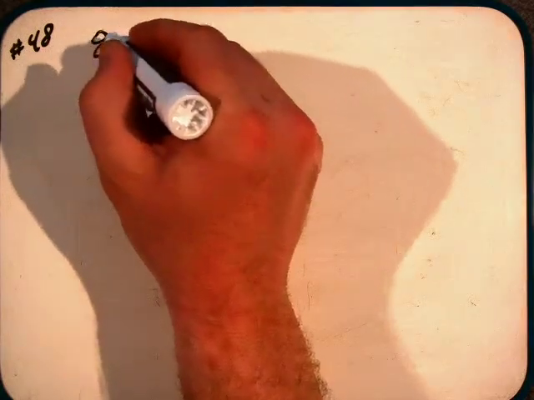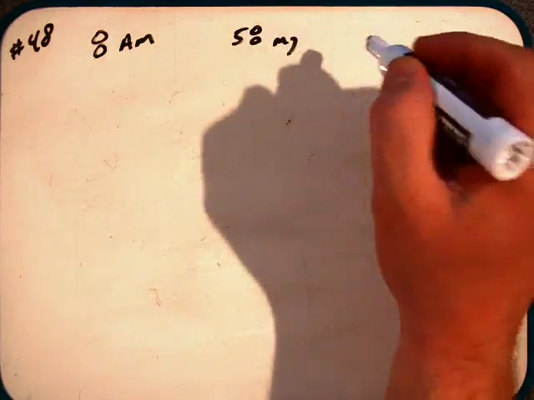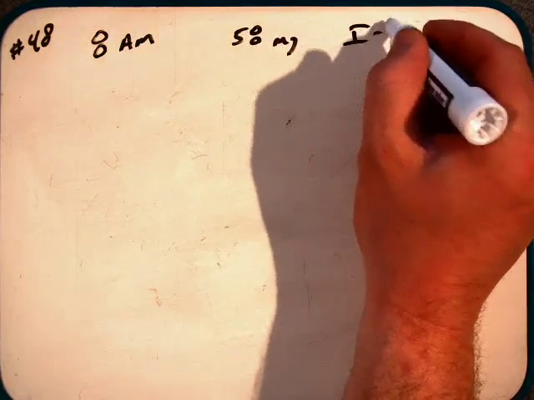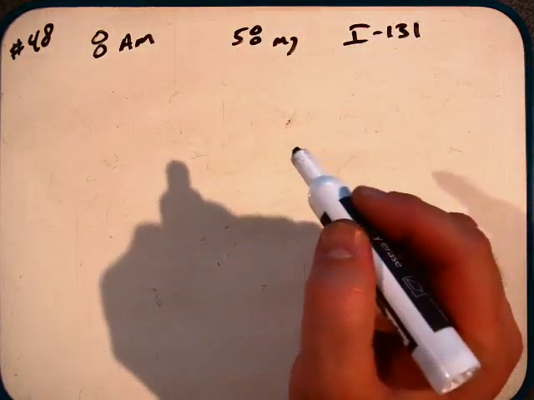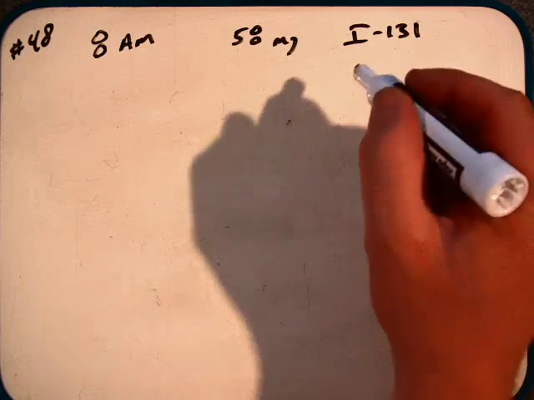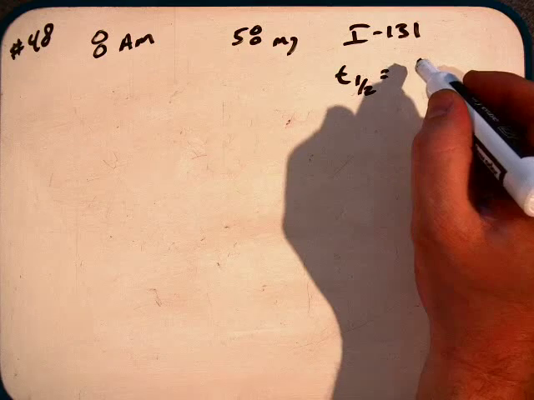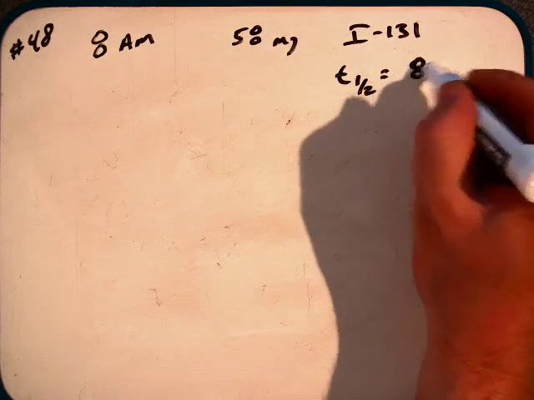Number 48 in Chapter 19 talks about a patient receiving a dose of radioactive iodine. It says that at 8 a.m. a patient receives a 58 milligram dose of iodine-131. They do this to obtain an image of their thyroid. This nuclide has a half-life equal to 8 days.